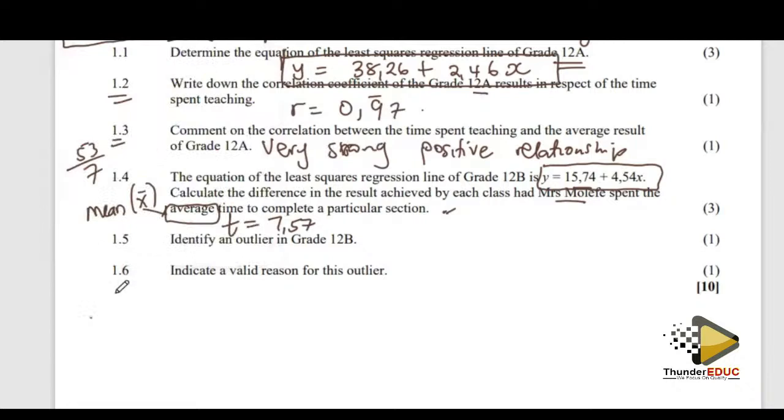So for the first case, for 12A, if I use that line, I'll have my y as 38.26 plus 2.46 times the 7.57. Okay, let me just get my answer. That's giving me 56.88.